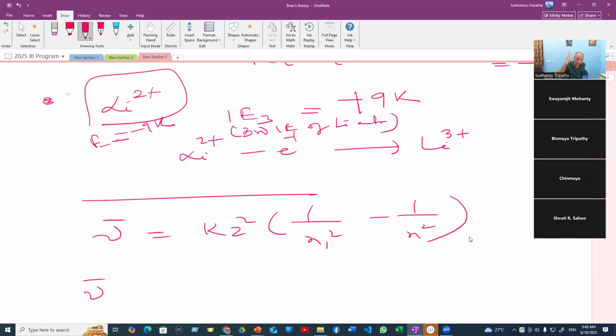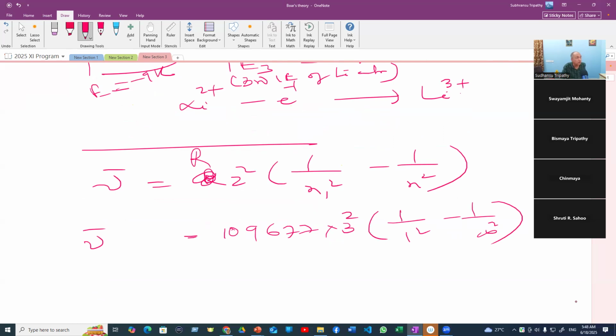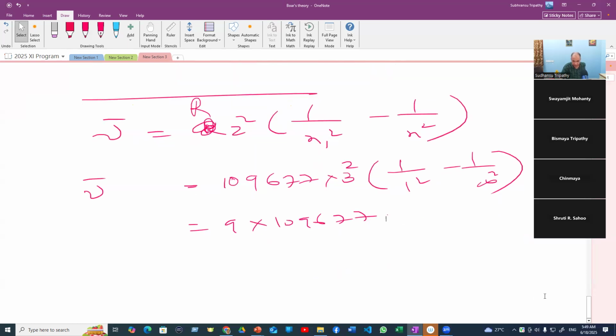Whatever photon you apply to dislodge the electron from the ground state, there is only one electron. So you can directly use the wave equation: nu bar is R Z square, where R is 109677 and for lithium Z is 3, so 3 square, times 1 by 1 square minus 1 by infinity square. So this will be 0, going to the infinite distance. So you can find out 9 into 109677, and then the 1.